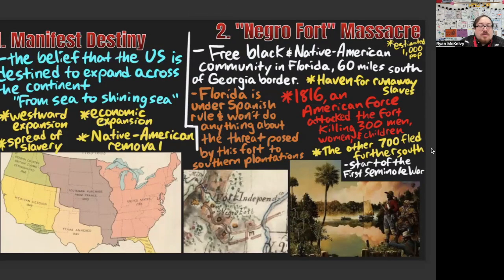So our first term is manifest destiny. The term itself, again, it really refers to this idea of the US is going to expand across the continent, and we typically refer to this as this desire to go from sea to shining sea. It's all about westward expansion.